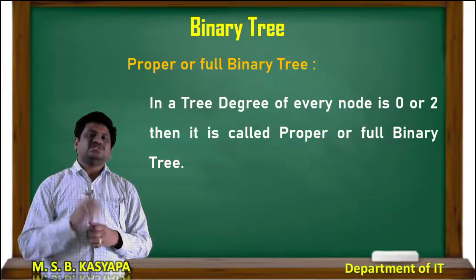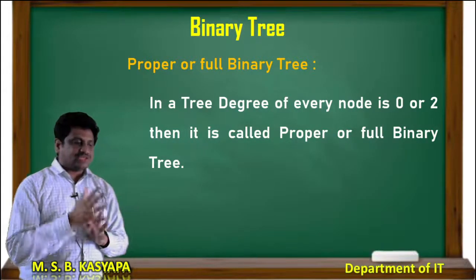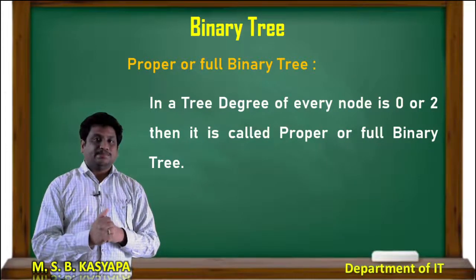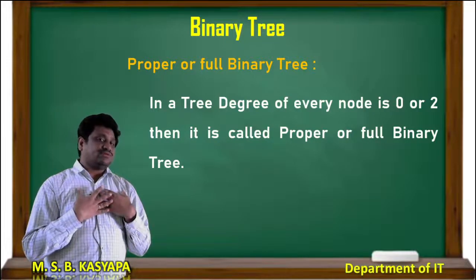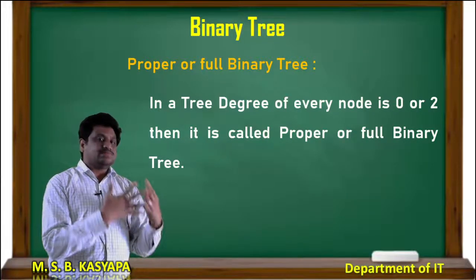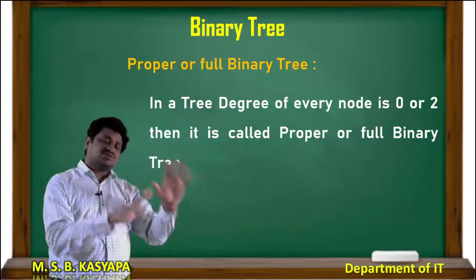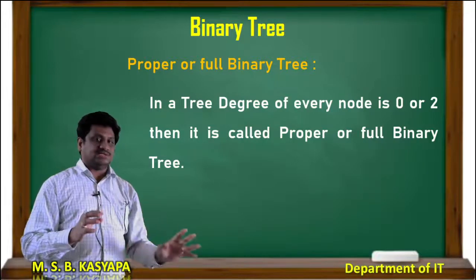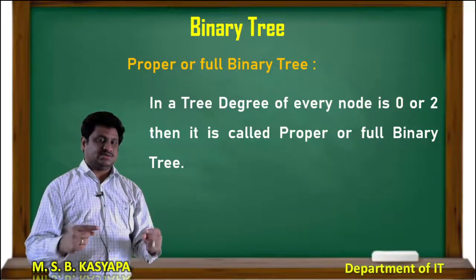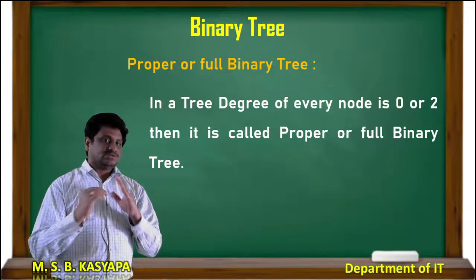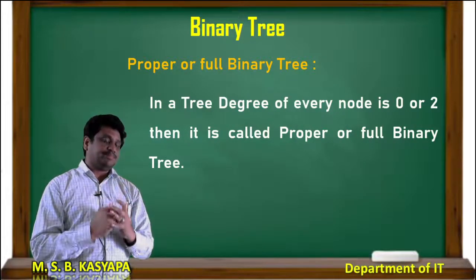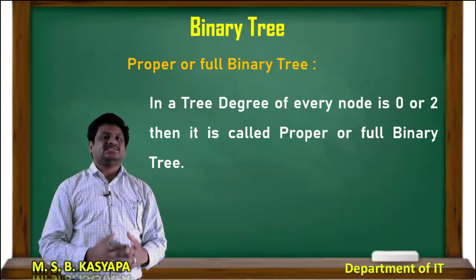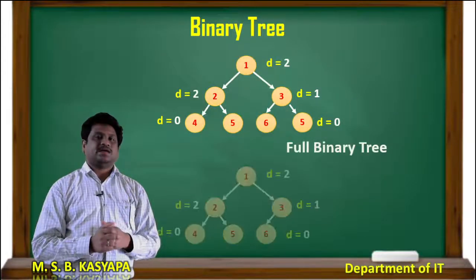Let's see. The first one is the full binary tree. As you know, a binary tree contains either 0, 1, or 2 children. But if I want to say it is a full binary tree, this binary tree must contain either 0 children or 2 children. That means either it has no children or it must have 2 children. Only if this condition is applicable for all the nodes can I say it is a full binary tree.